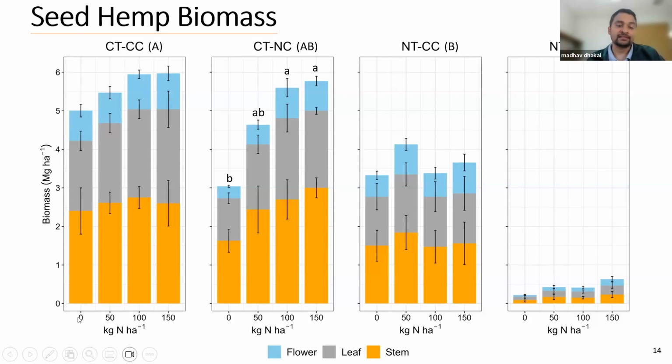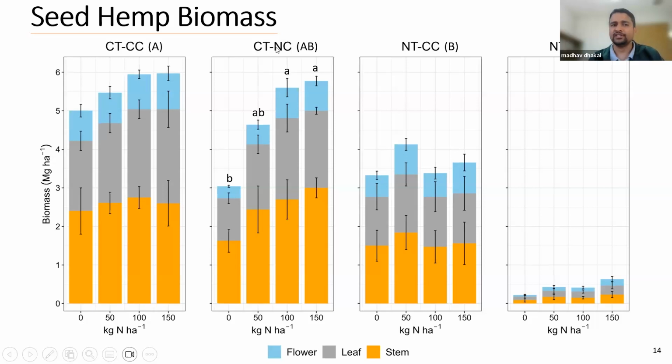The x-axis shows the nitrogen level: 0, 50, 100, and 150 kilograms nitrogen per hectare. We applied this nitrogen in the form of blood meal, which is 13% nitrogen. So we calculated and applied 50, 100, and 150 kilograms nitrogen per hectare. Let's talk about the biomass response to that fertilizer application.